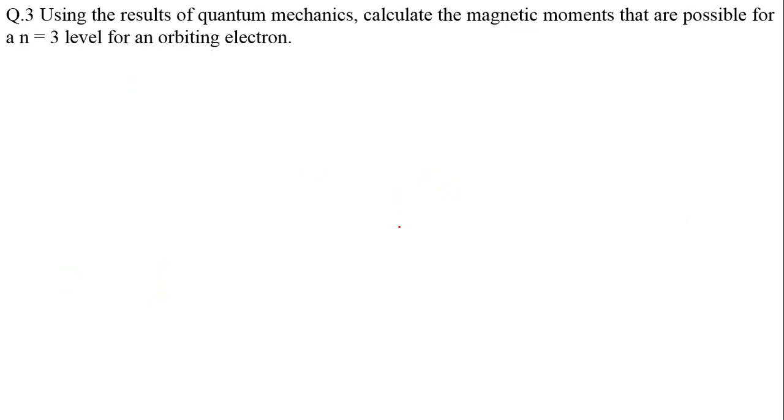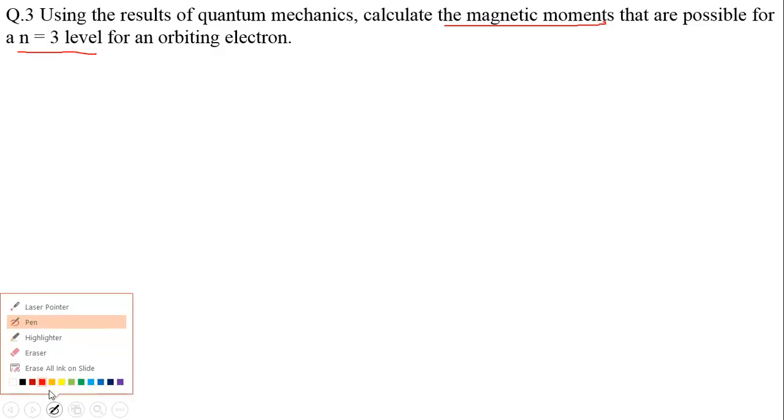The question is: using the results of quantum mechanics, calculate the magnetic moments that are possible for an n equals 3 level for an orbiting electron. So, for an orbiting electron, we will calculate the orbital magnetic moment. What is the relation for orbital magnetic moment?